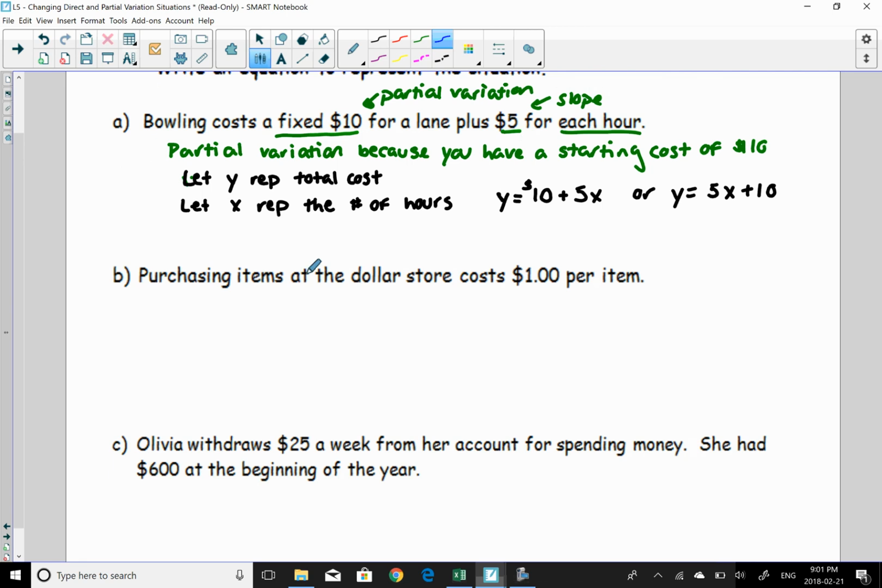Now if you look at purchasing items at the dollar store, it costs $1 per item. Is there a fixed cost? Do you have to pay anything just for going to the dollar store in general? No. So there's no fixed cost. Therefore, it's direct variation.